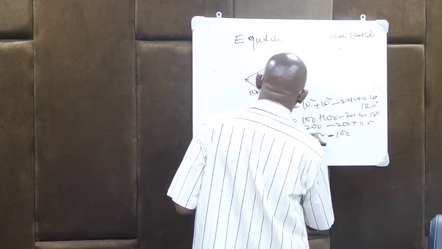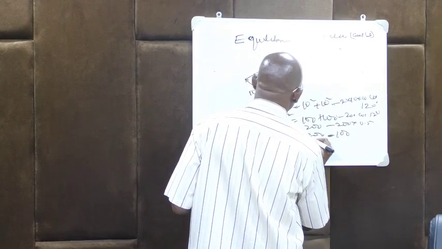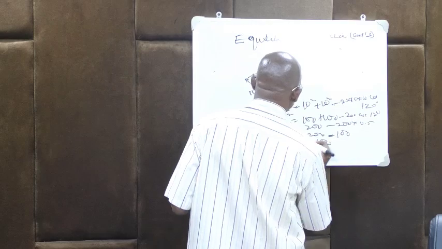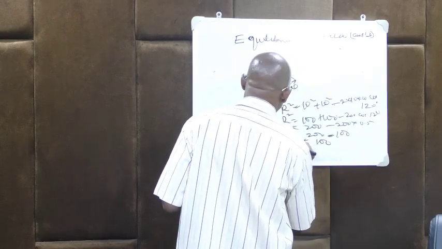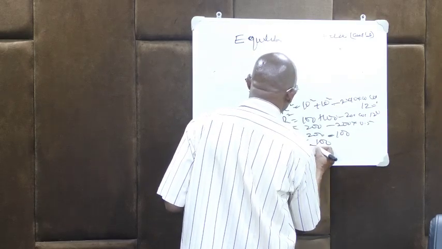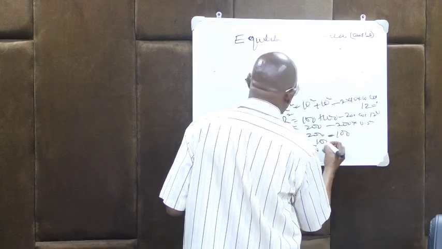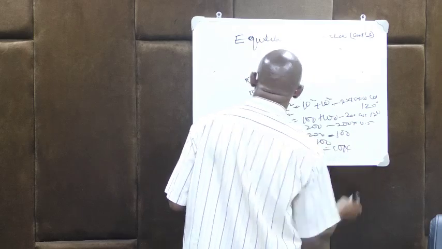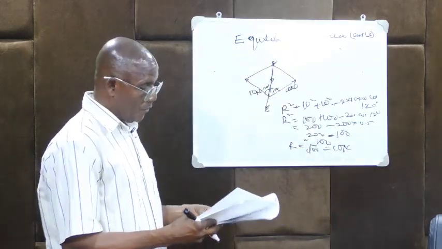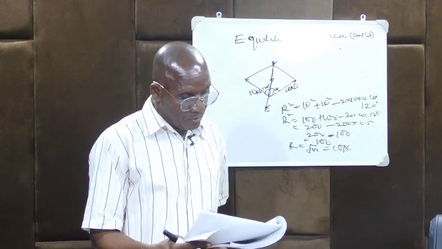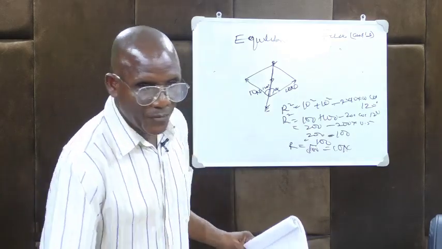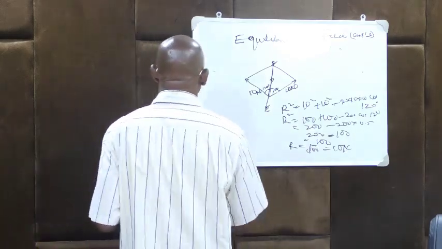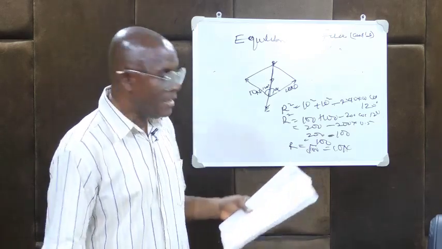Then we have R squared: 200 minus 100, that is 100. That is R squared. Then the resultant R, we take the square root of 100, and that is 10 Newton. So the resultant of the two forces is also 10 Newton. Now, to calculate the angle of inclination, we apply the sine rule.